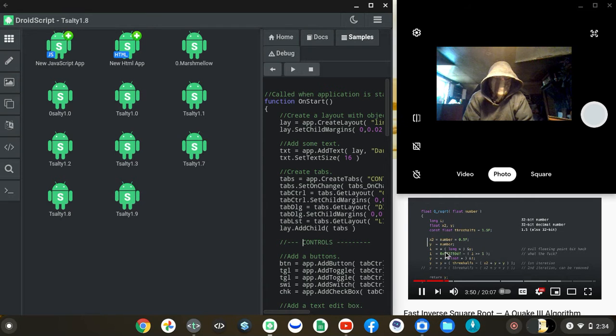Next two lines simply copy half of the input into x2 and the whole input into y.